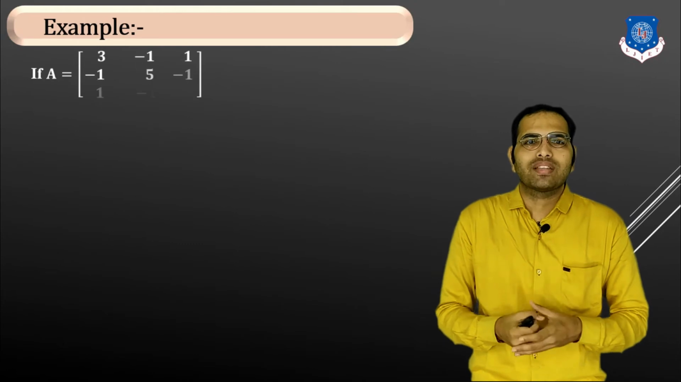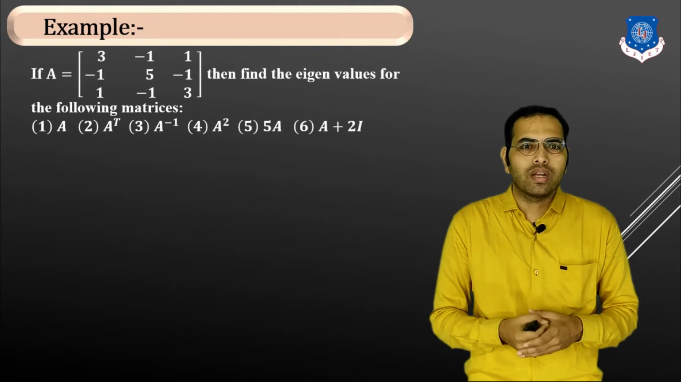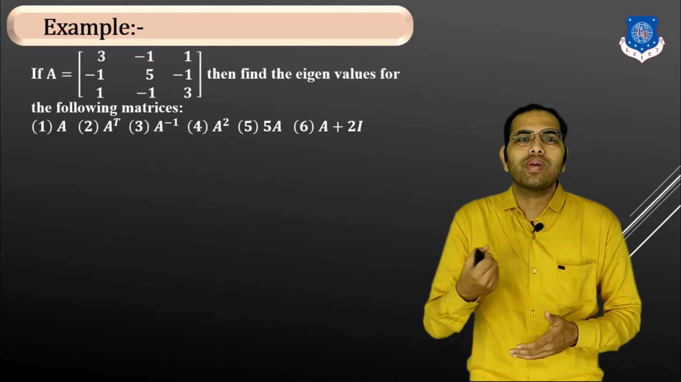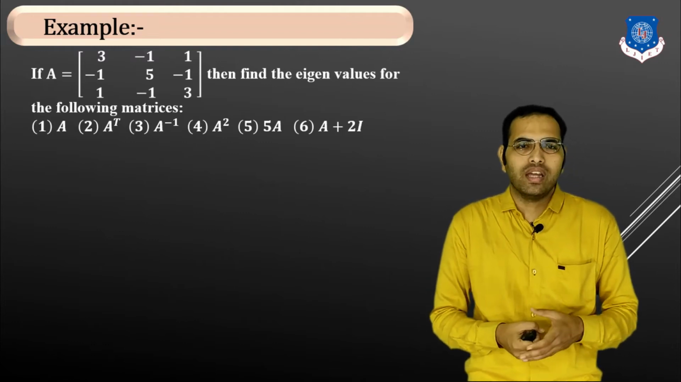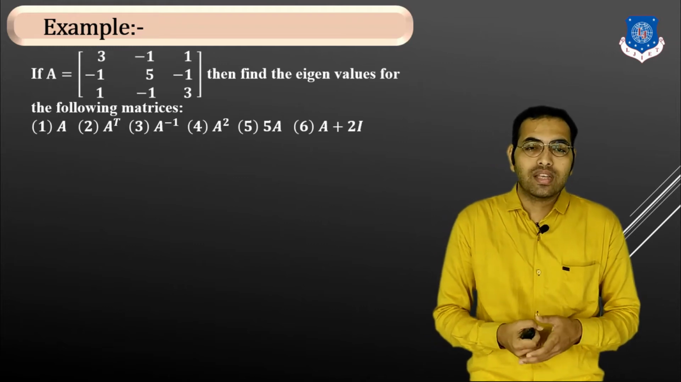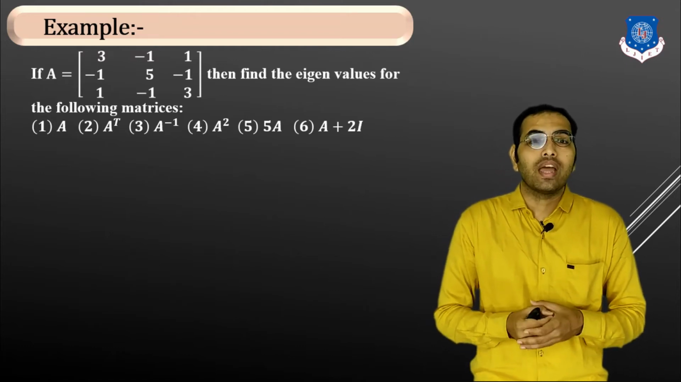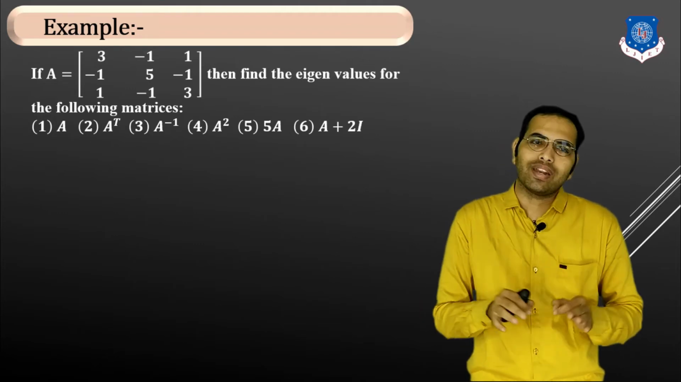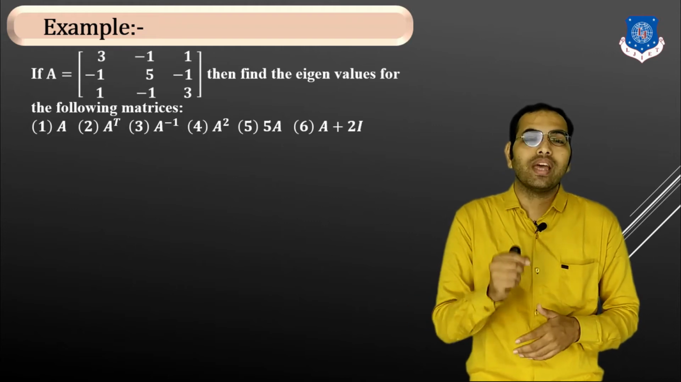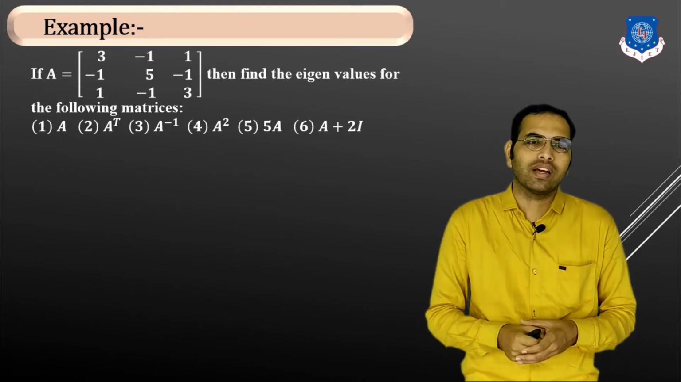Let's see one example. If A equals [3 -1 1; -1 5 -1; 1 -1 3], find the eigenvalues for the following matrices: first A, second A transpose, third A inverse, fourth A square, fifth 5A, and sixth A plus 2I. We have to find the eigenvalues and eigenvectors. These must be square matrices, 2 cross 2, 3 cross 3, 4 cross 4, 5 cross 5 and so on, meaning of order n. For that type of matrices we can find the eigenvalues and eigenvectors.